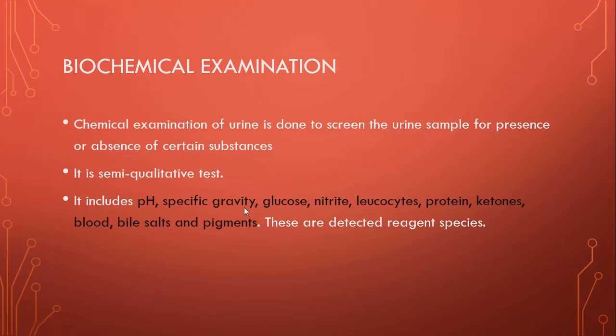Okay, so that was all about the physical examination. Now talking about the biochemical examination. So the chemical examination of urine is done to screen the urine sample for the presence or absence of certain substances. For example, glucose, nitrite, leukocytes, proteins, ketones, blood, bile salts, and pigments. And it also includes pH and specific gravity. So this is a semi-qualitative test.